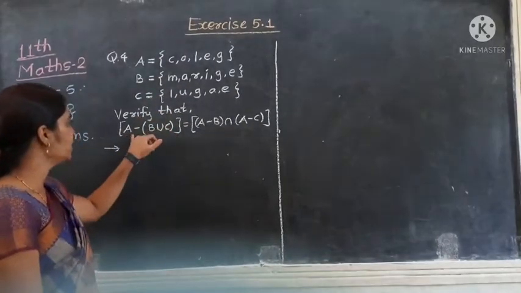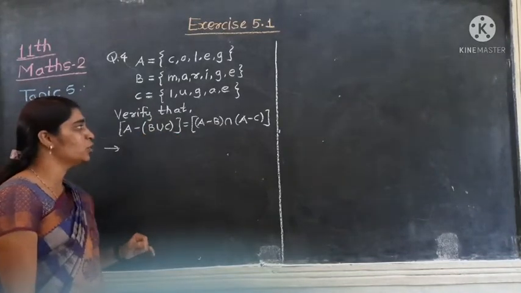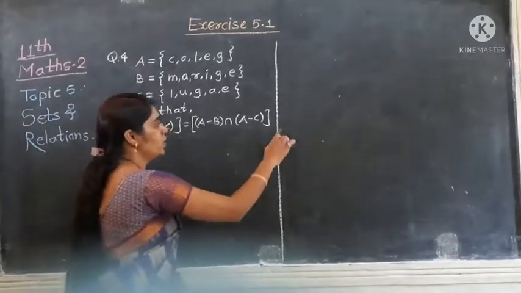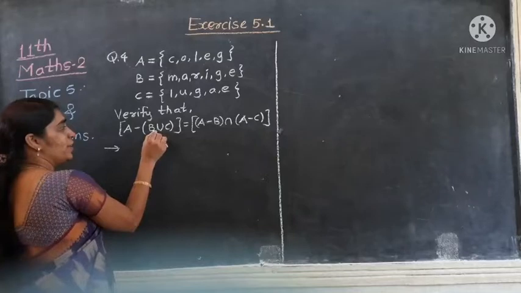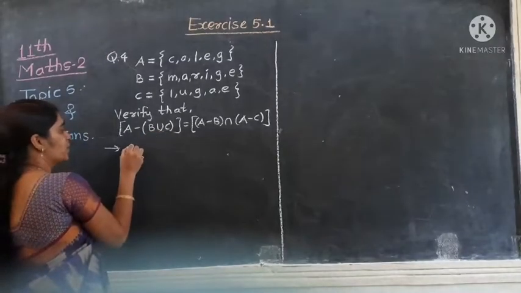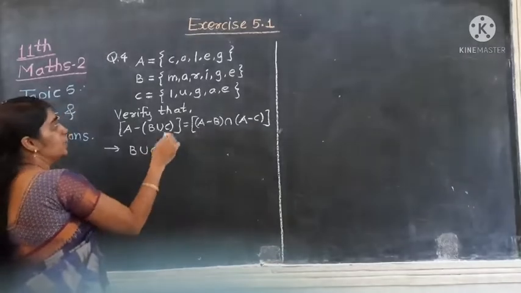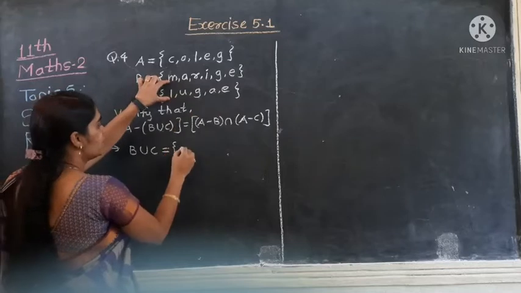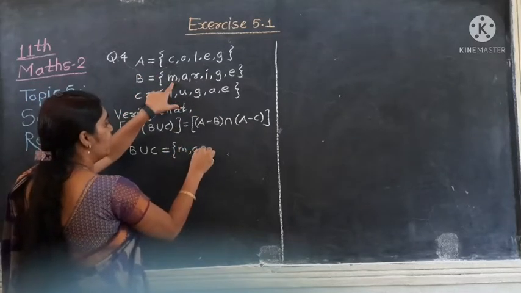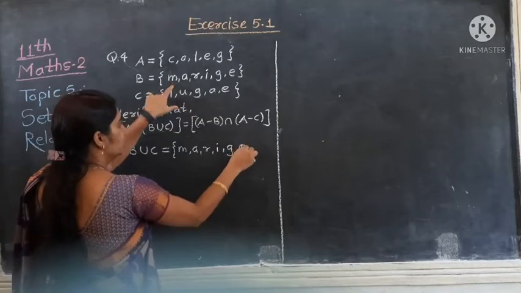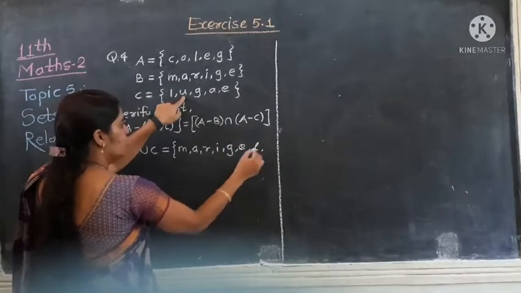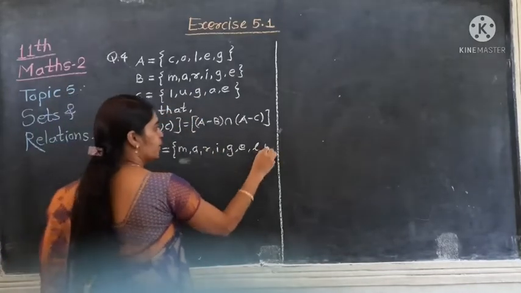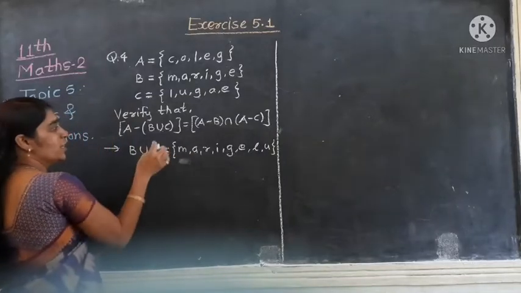We have to verify that A minus B union C is equal to A minus B intersection A minus C. So how to write it? First we find B union C. What is the B union C? Observe these two. Union means all elements. First I write M, A, R, I, G, E. Then L, U, G is there, A is there and E is there. Okay. B union C is there.